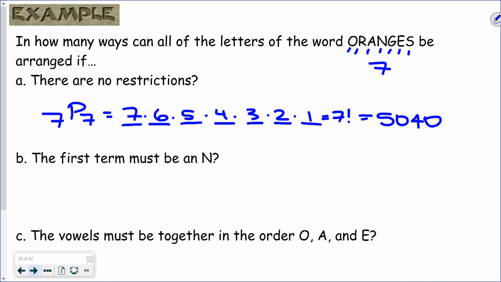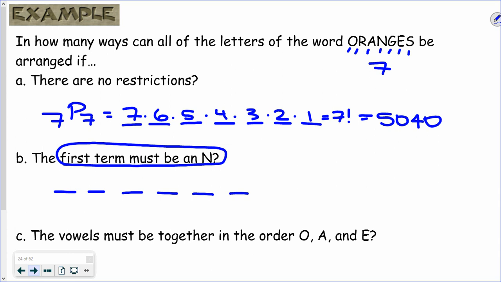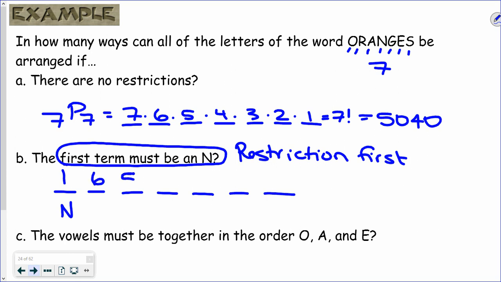Now, whenever you have restrictions, like in B, where it says the first letter has to be an N, I typically always use the fundamental counting principle. 7 blanks. And you always start with the restriction first. Always, always, always. My restriction in this case is that it has to start with an N. If it has to be an N, there's only one option for it, leaving me 6 options for the next, then 5, then 4, then 3, then 2, then 1. And so for that one, I get 720 different ways.